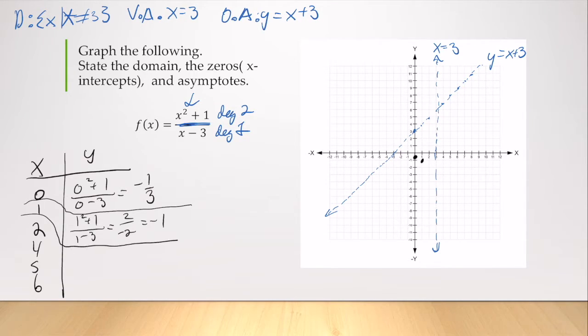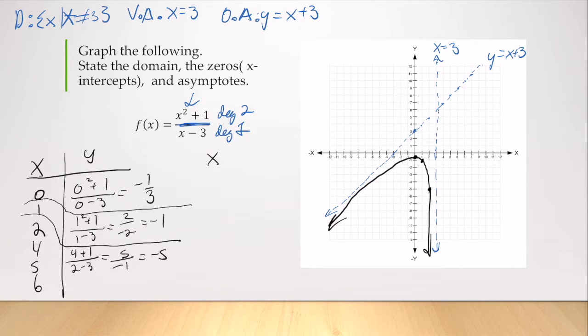Cool. Next I have when x is 2, that gives me 4 plus 1 over 2 minus 3, which is 5 divided by negative 1, which is a negative 5. So when x is 2, y is negative 5. So my graph is going to look something like this. It's going to approach my asymptotes but not touch them.